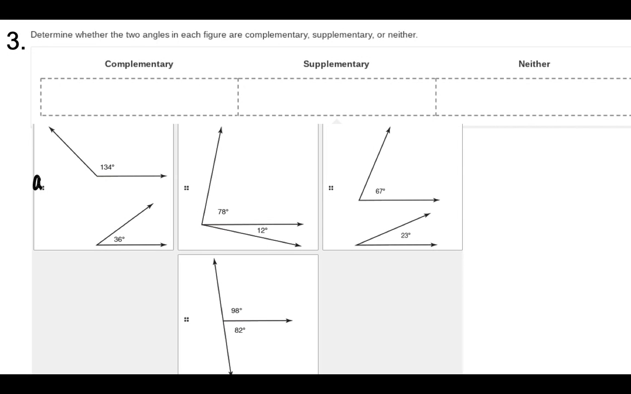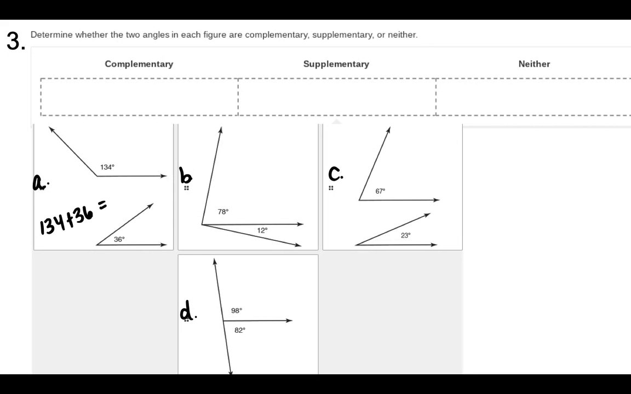So this one's going to be A, this one's going to be B, this one's going to be C, and this one's going to be D. Okay, pick your answer. Remember, how we figure out whether they're complementary, supplementary, or neither is we just add together the angles. So in your calculator, I want you to do 134 plus 36.